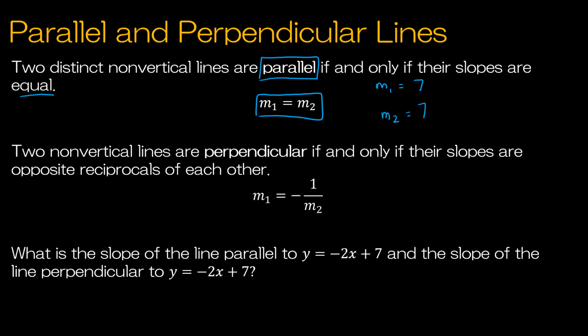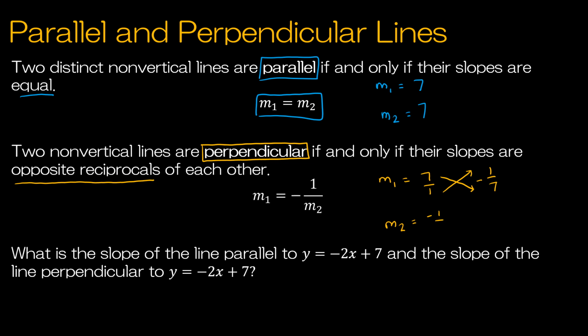However, if I'm dealing with lines that are perpendicular, keep in mind perpendicular lines are lines that will cross one another at a 90-degree angle. If that is the case, we need their slopes to be opposite reciprocals. Opposite reciprocal means that I'm going to take my slope, so let's use that same example of 7, and I'm going to write it as 7 over 1 for a moment. And if I'm trying to write the opposite reciprocal, I think about flipping it over, so that would be 1 over 7, and changing the sign. So m2, the second slope, the perpendicular slope, would be negative 1/7.